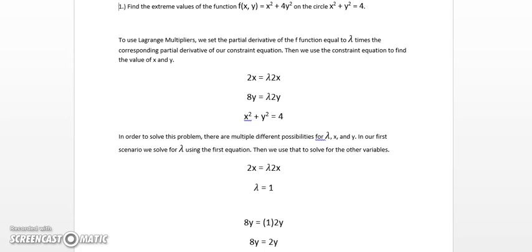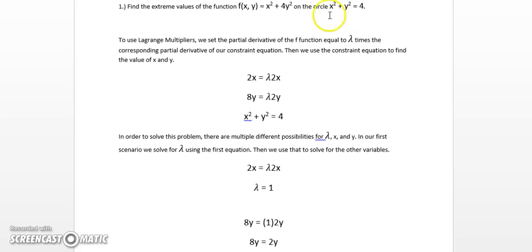Today we're going to learn how to do a Calculus 3 problem involving Lagrange multipliers. Find the extreme values of the function f of x and y equals x squared plus 4y squared on the circle x squared plus y squared equals 4. What we're trying to find here is the extreme values of this function given the constraint of this function. The way that we do that is with Lagrange multipliers.